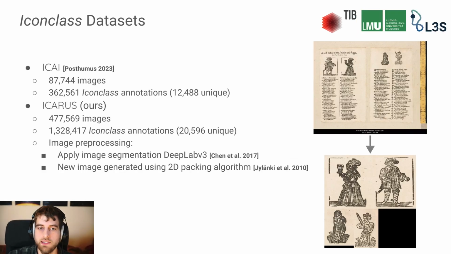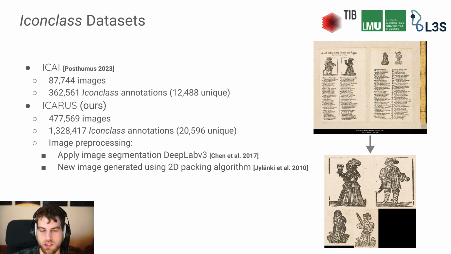Okay, now to the data sets that we consider during our experiments. We have two data sets. The first one is publicly available on Hugging Face, contains around 19,000 images, 360,000 icon class annotations for these images, and it considers 12,500 unique icon classes. Then we have the Icarus dataset with 480,000 images, 1.3 million icon class annotations, where 20,600 of them are unique.